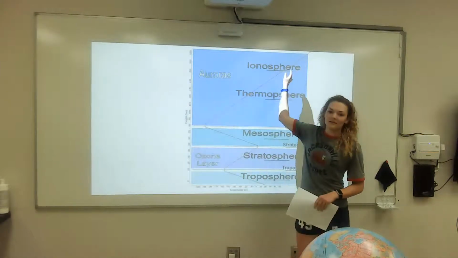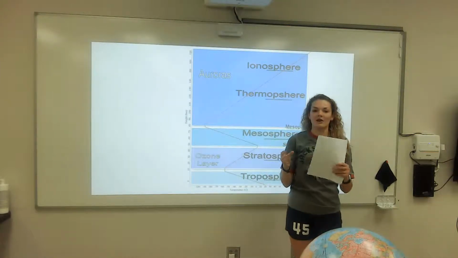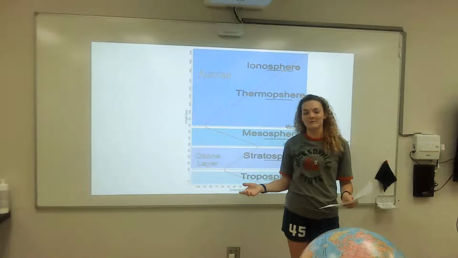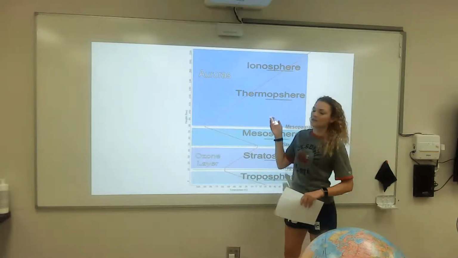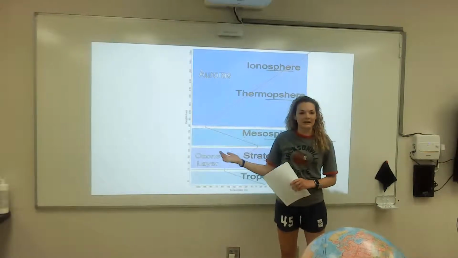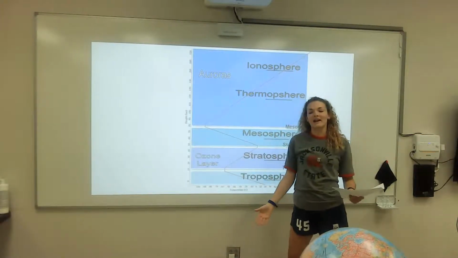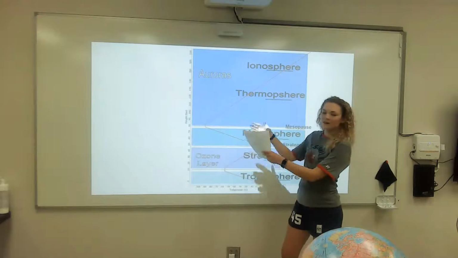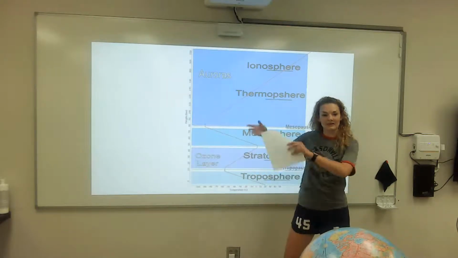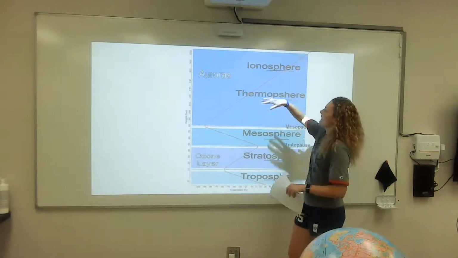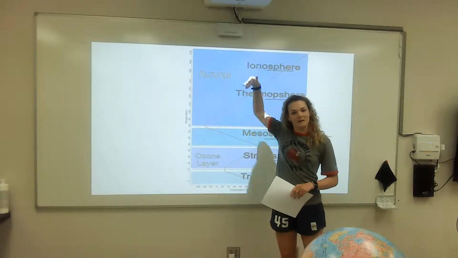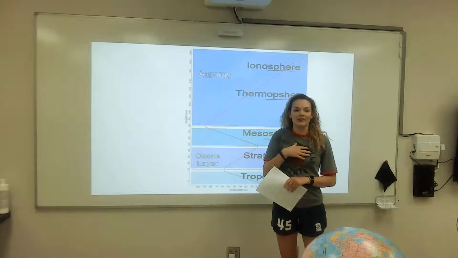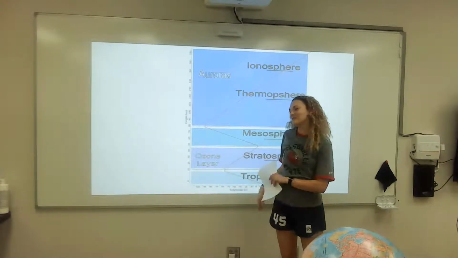And then the ionosphere is made up of charged particles, which are called ions, which is why it's called the ionosphere. And these charged particles are actually what makes long distance radio communication possible. And so people will send up radio waves up into the atmosphere, and they hit these charged particles in the ionosphere, and those radio waves come back down to Earth to go wherever they were meant to be sent.